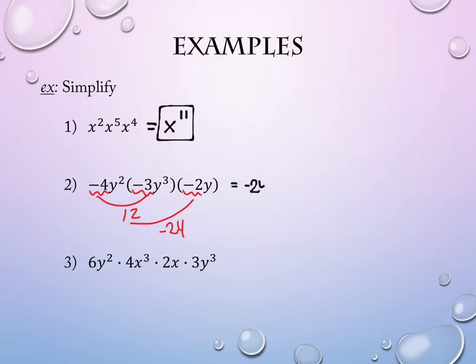We've got negative 24. And then we have our y pieces. I have y squared, y cubed, and y. That is understood to be y to the first. And now I'm using the same property I used on the last example. And what will I do with those exponents? Yeah. You'll add them, so you get y to the 6th.